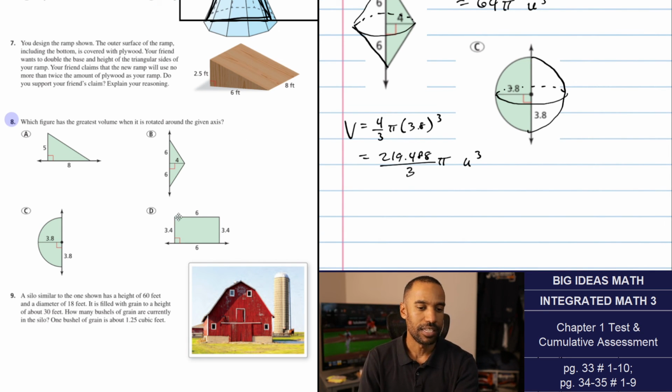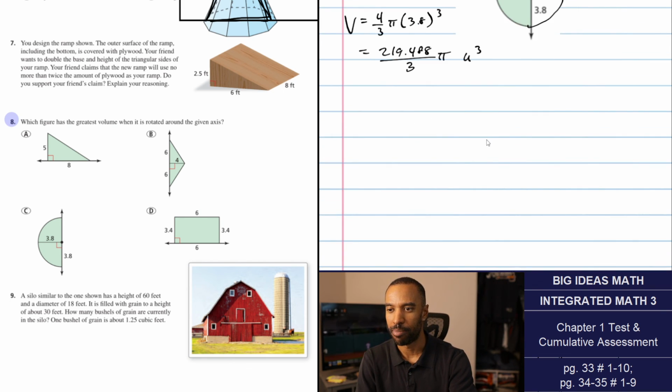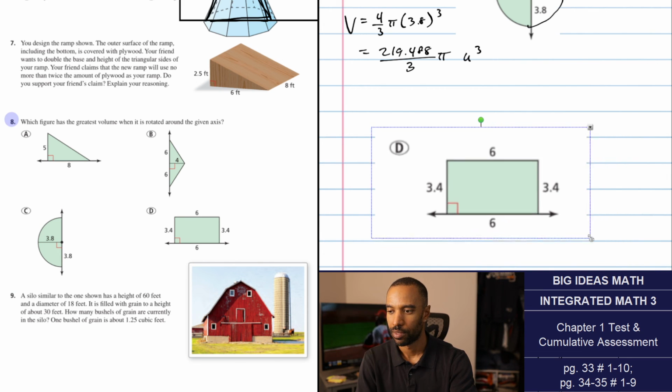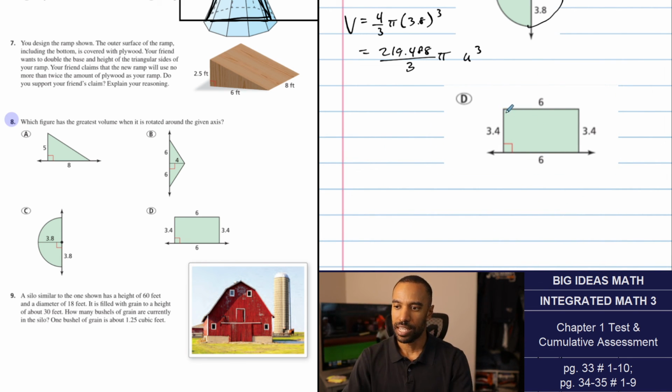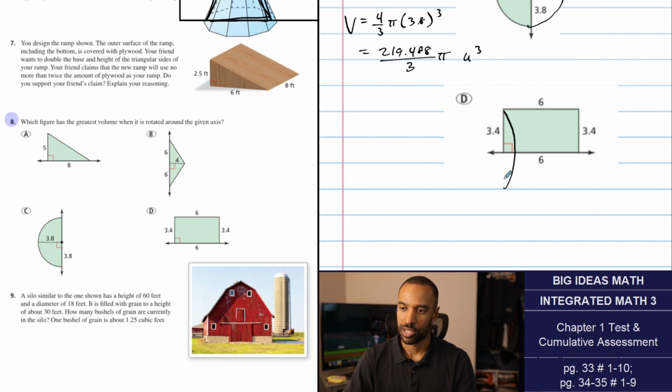And D. D's rotation, or revolution, whatever you want to call it, is going to be a cylinder. So on D, we got ourselves a radius of 3.4 for the cylinder, and the cylinder's height is 6.